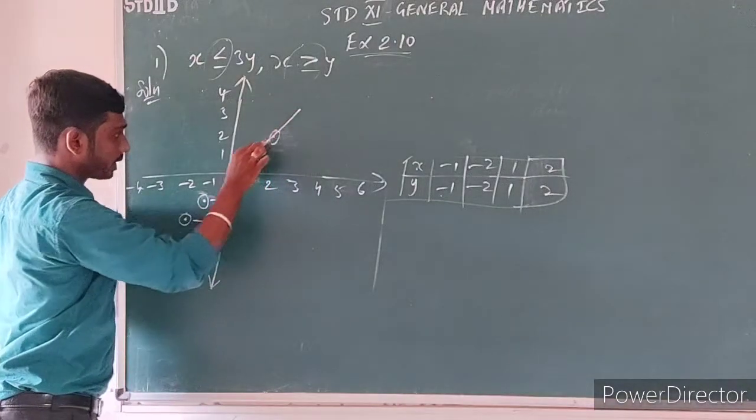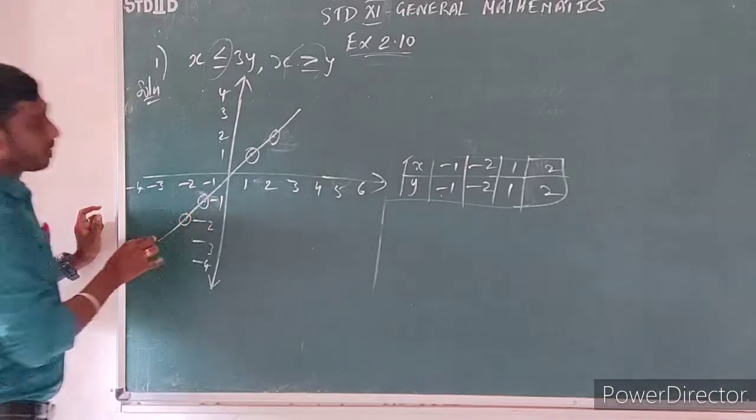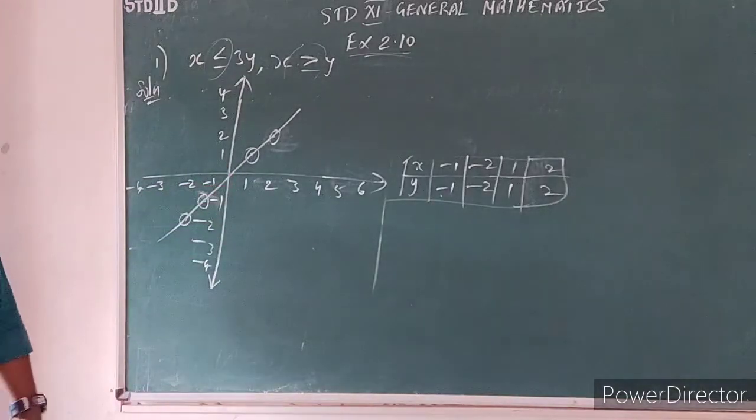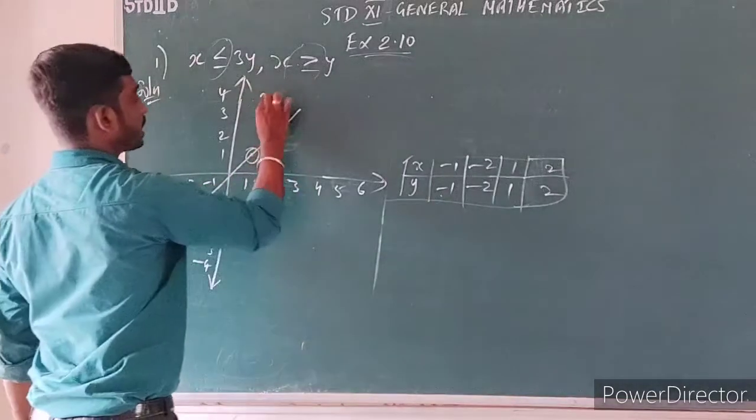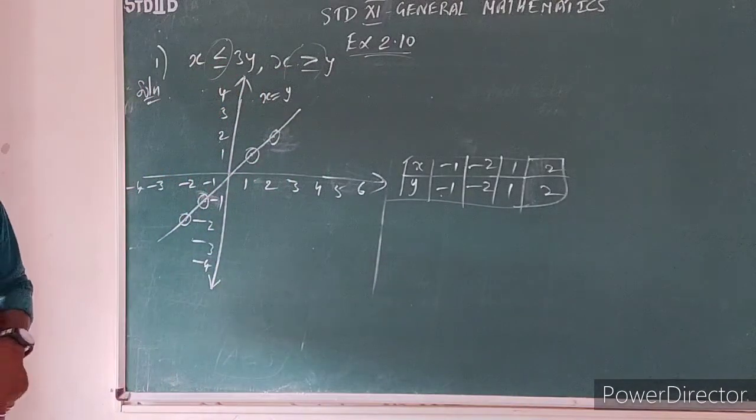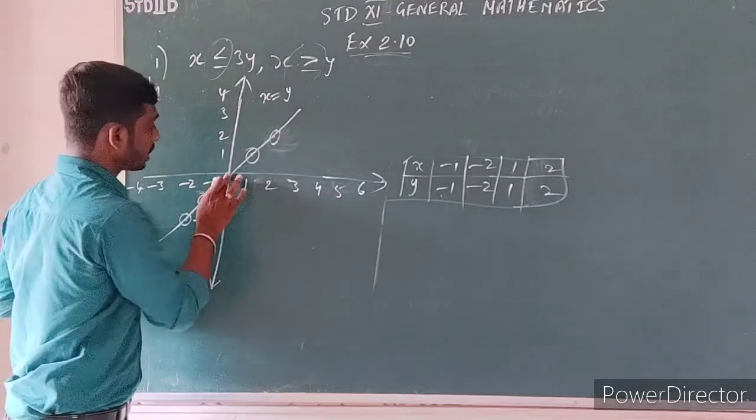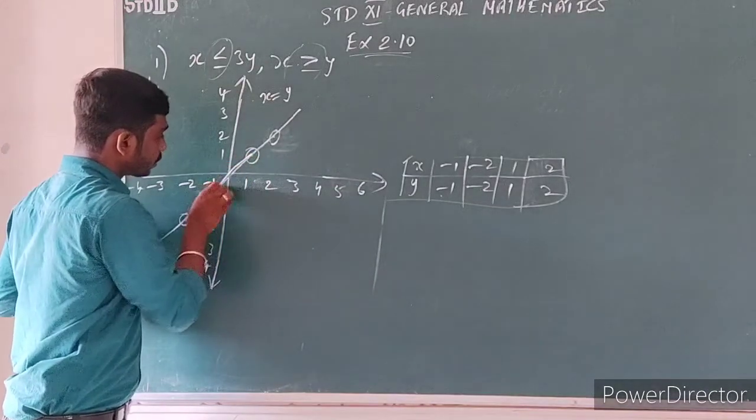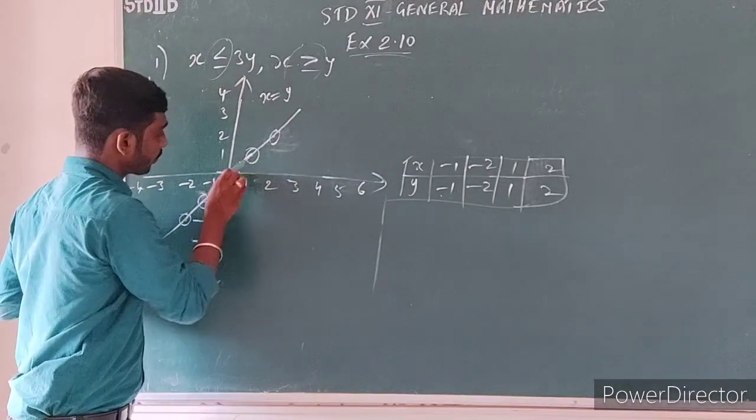Then we draw by joining the line. So we draw the graph for x is equal to y. Then x is equal to 3y. What are the points here? The first point is 0, 0.